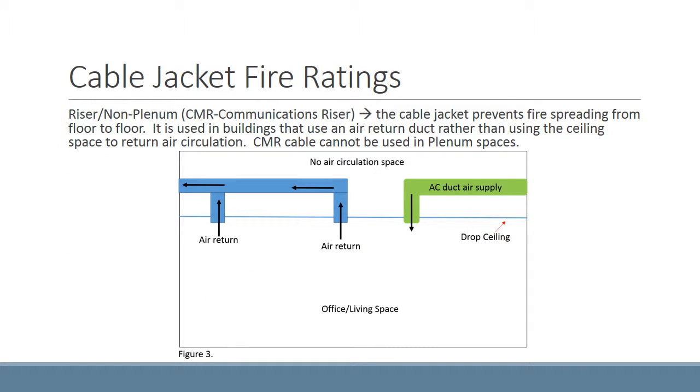Cable jacket fire rating is of chief importance when installing cable. The most common fire ratings are plenum and riser, or non-plenum. Riser cable has a jacket that prevents fire from spreading from floor to floor. It is used in buildings that use an air duct return rather than using the ceiling space to return air. CMR cable cannot be used in plenum spaces. The image is a representation of an office room where the ambient air goes through a duct. This type of ceiling space is called riser or non-plenum.